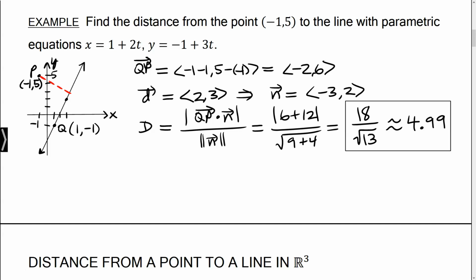Now we're going to look up to 3 dimensions. What's the distance from a point to a line in 3 dimensions? And this is going to be a little bit different because of the added dimension. It makes it a little bit trickier.